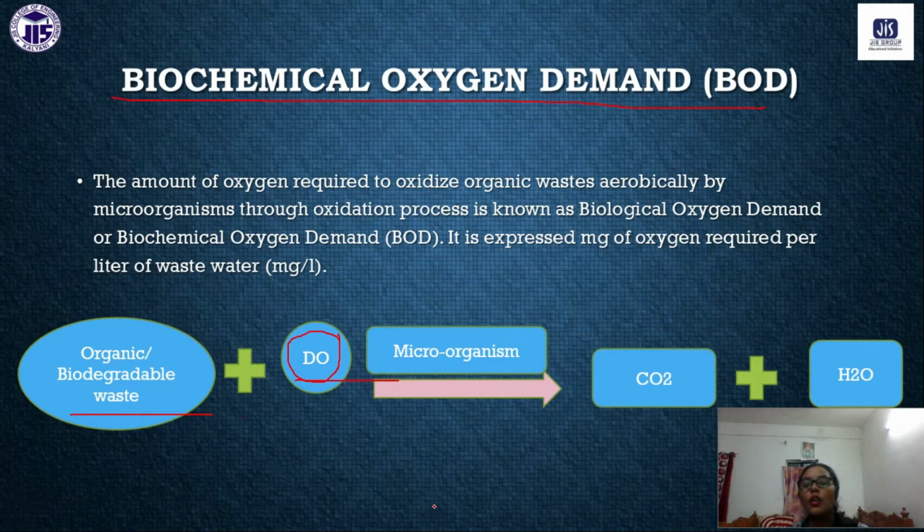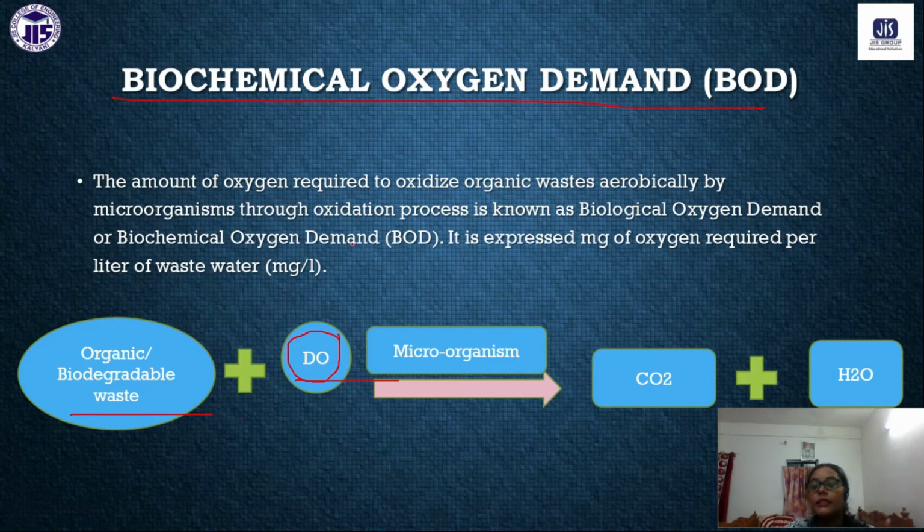In our water we have biodegradable waste, like waste paper, vegetable waste, dry leaves, dead bodies, kitchen waste. These are all food waste, organic or biodegradable waste. Biodegradable means they can decompose in nature. So for their decomposition we require some dissolved oxygen.